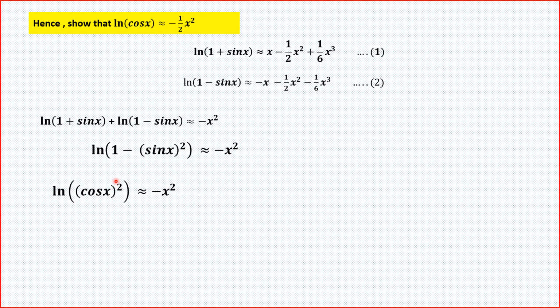Applying laws of logarithms here, the 2 can become a coefficient. That will give me 2 ln of cos x, approximately equal to negative x squared. Now from there, we divide both sides by 2, and it gives us the proof directly as required. So that is the end of that part.